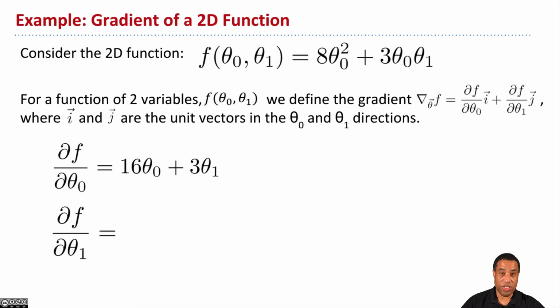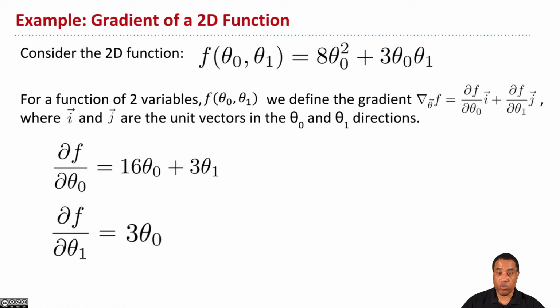So, what is it going to be? Well, let's walk through it. It'll be 3 theta 0, right? Because with respect to 8 theta 0 squared, that term's going to drop away, and we're going to lose the theta 1 in the second term. So we'll just end up with 3 theta 0.